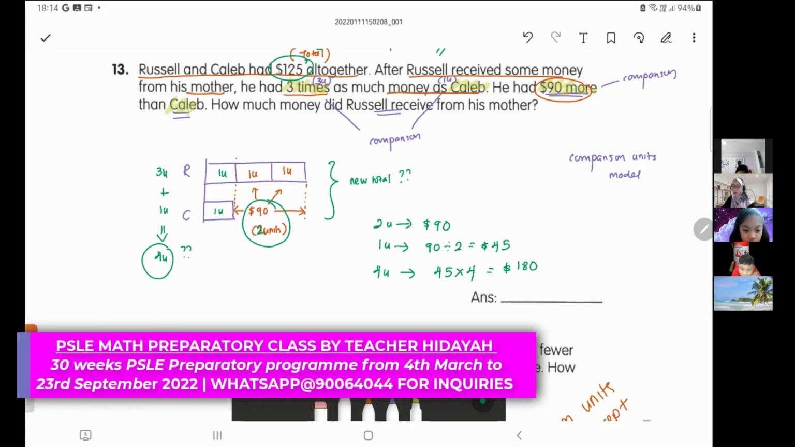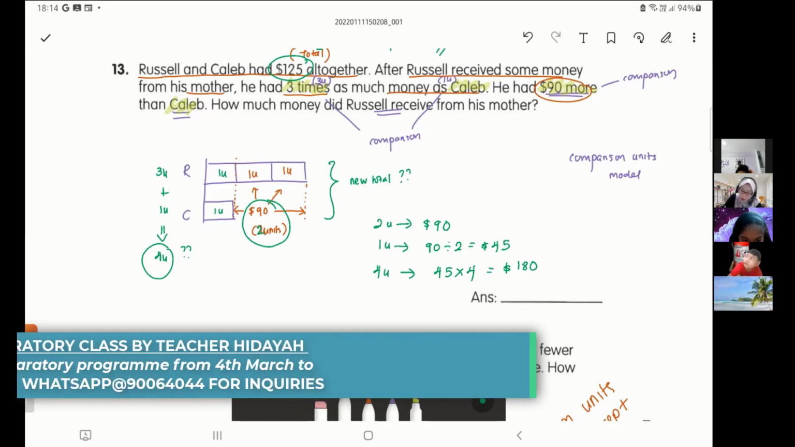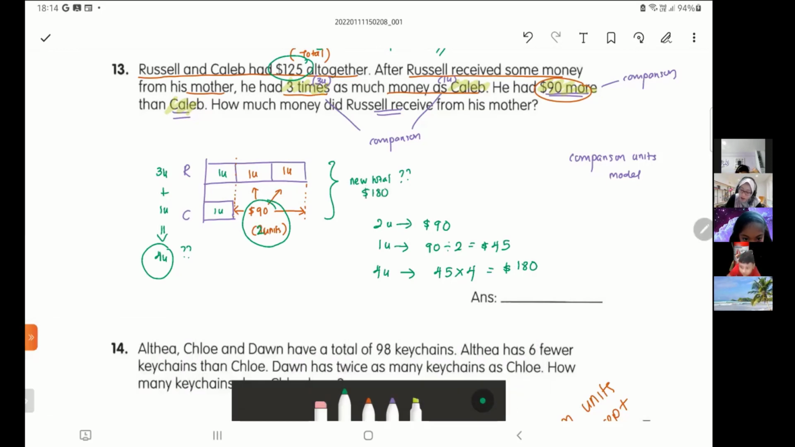$180 like this. Okay, so am I happy with this or not? No, this is the amount of money. The new total is $180. So last time, before mother give him money, that Russell money, right? He only have a total of 125. So I take $180. I take away the old total that both of them have, and I'm gonna find the money that mother gave him. $55. Answer.